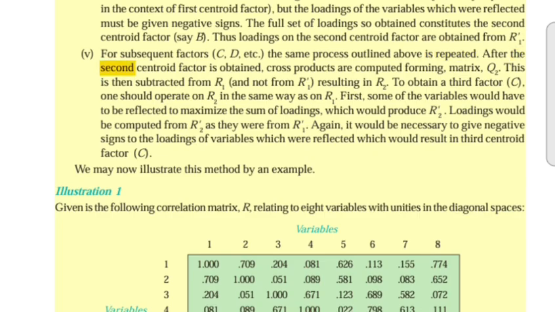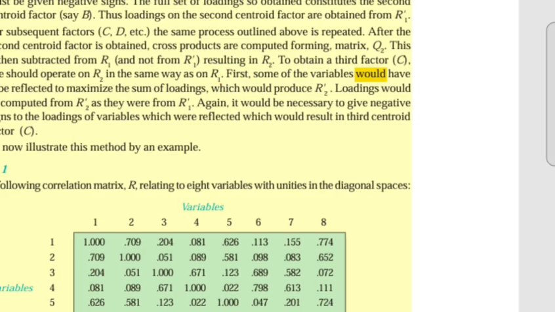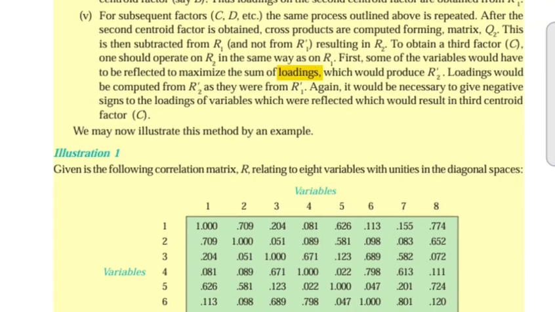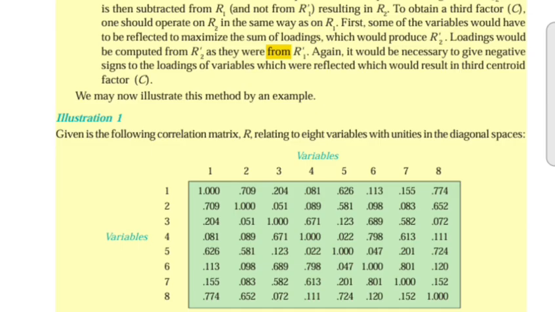After the second centroid factor is obtained, cross products are computed forming matrix Q2. This is then subtracted from R1 and not from R, resulting in R2. To obtain a third factor C, one should operate on R2 in the same way as on R1. First, some of the variables would have to be reflected to maximize the sum of loadings, which would produce reflected R2. Loadings would be computed from R2 as they were from R1. Again, it would be necessary to give negative signs to the loadings of variables which were reflected, which would result in the third centroid factor C. We may now illustrate this method by an example.